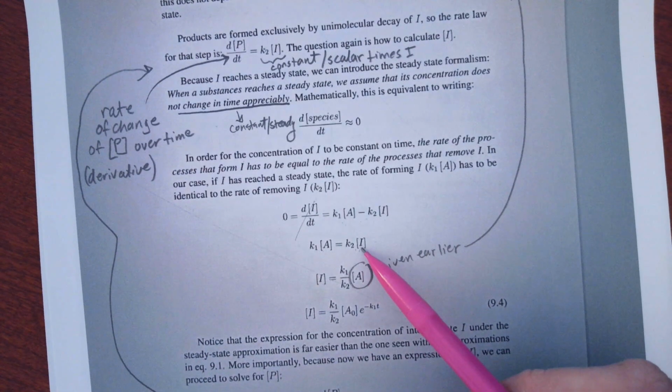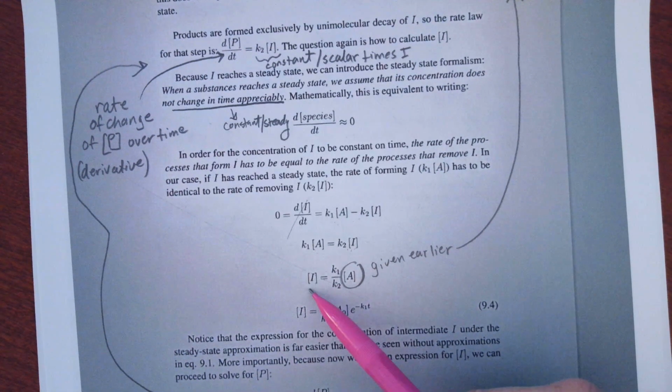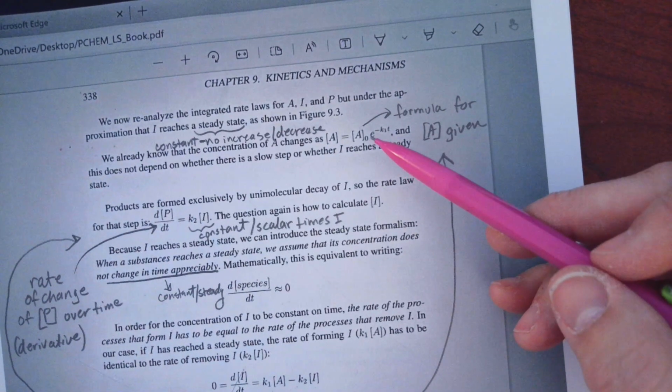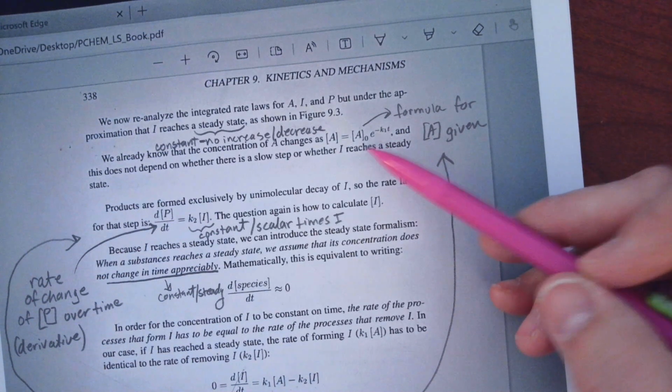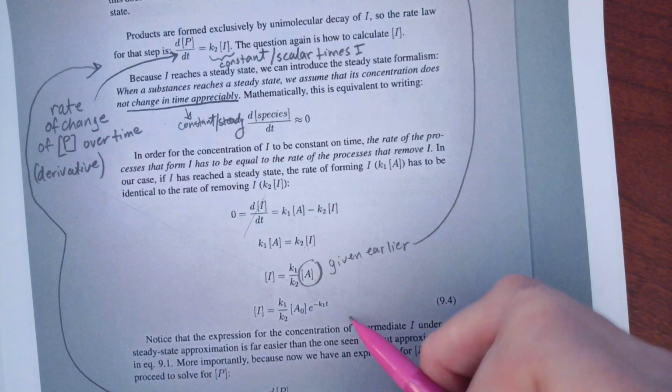So that's how they're solving for I, because earlier they said they wanted to get I, right? And so they know that I is K1 over K2 times A. Well, A was given to you earlier, right? You had that formula for A. So basically they're substituting this information in for A down here. Okay, so that's how they're getting this formula there.